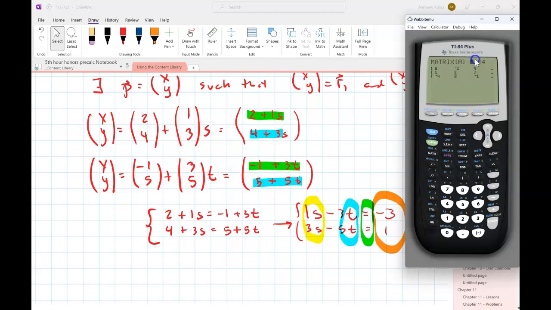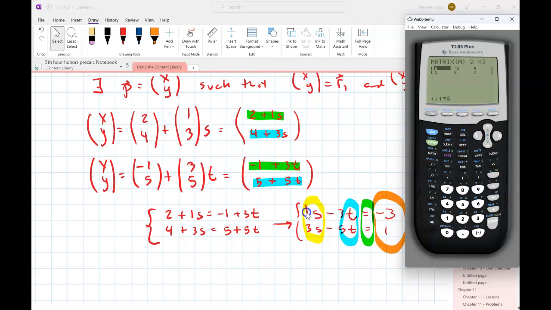Rows are first, columns are second. If I look at the system I've written, how many rows do I have? 2. How many columns do I have? 3. I don't need a column for the equal sign, even though I circled it. And what do I type in now?